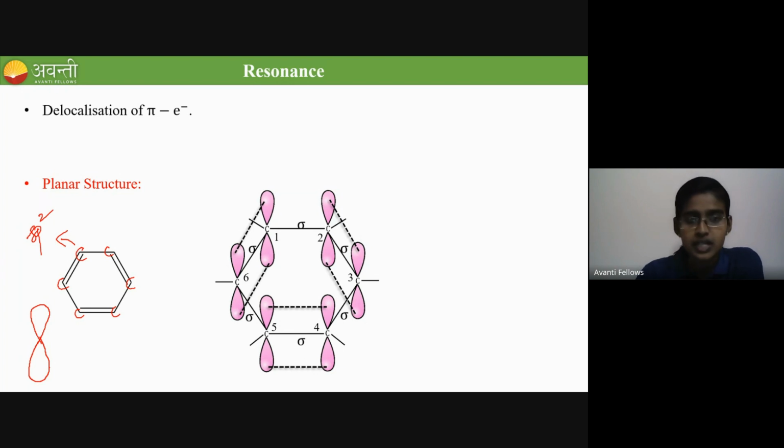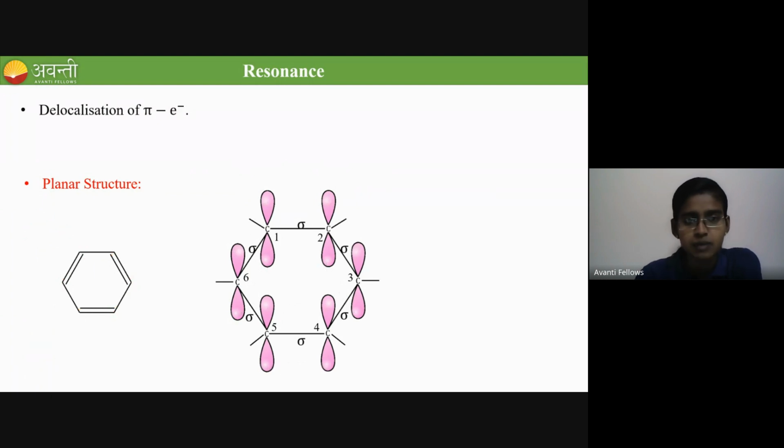Got it? You can see the sigma bonds are present here. All the single bonds are sigma bonds. There are 6 carbon-carbon sigma bonds and 6 carbon-hydrogen sigma bonds in it. Now these are the pi bonds, which are formed by the sideways overlap of the orbital. Okay. Now what happens? Now you can see in this picture.